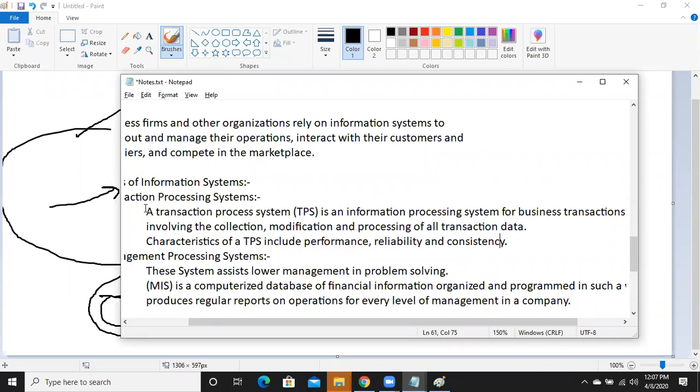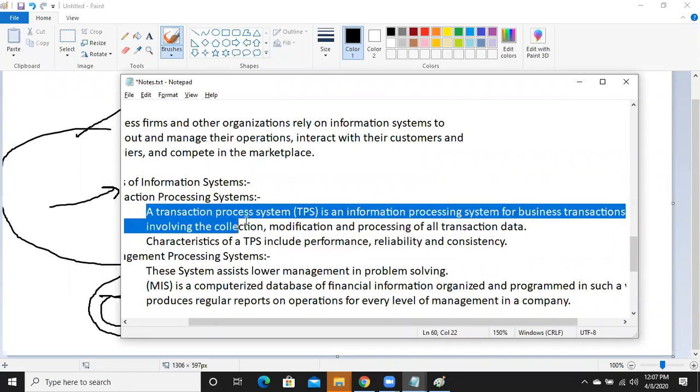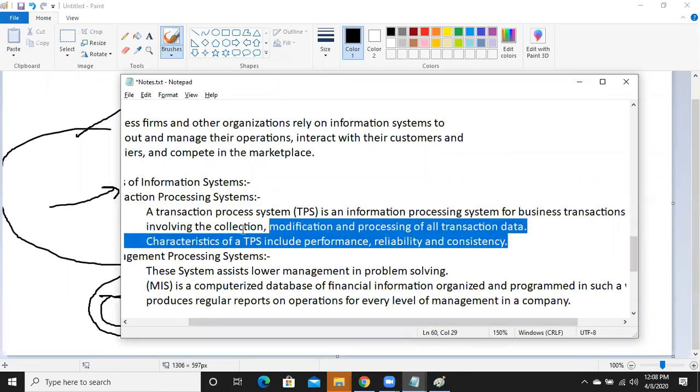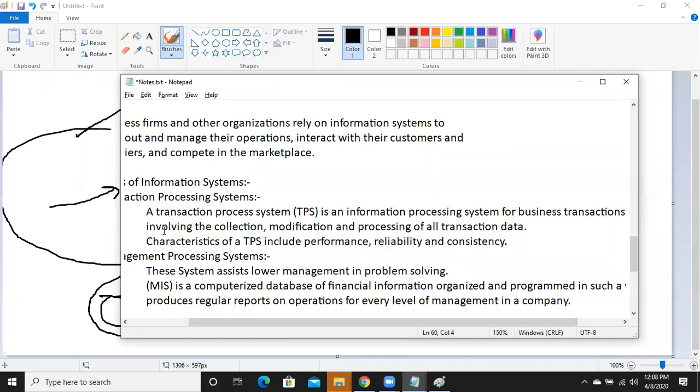तो ऑल दोज इंफॉर्मेशन सिस्टम व्हिच आर बेसिकली रिस्पांसिबल फॉर कलेक्टिंग डेटा, स्टोरिंग डेटा, एंड प्रोसेसिंग डेटा अबाउट all the business transactions, all those information systems will be known as transaction processing system, because these information systems are dealing with the transactions of our organization. So it involves the collection, modification, and processing. Like we have discussed this, right?